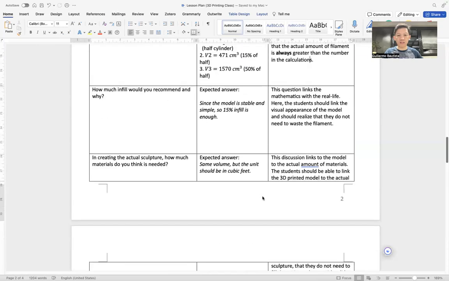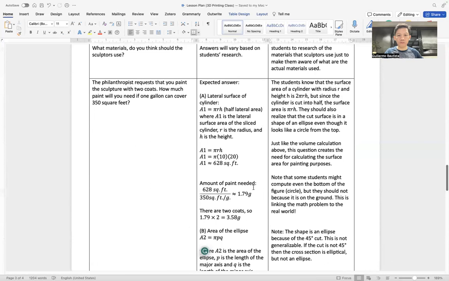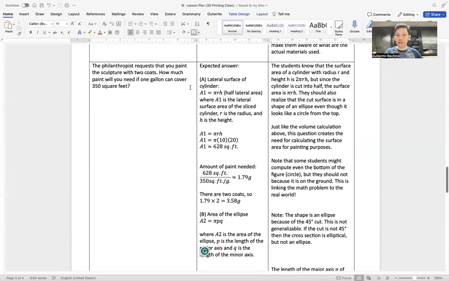And the formula for that, of course, you don't need the formula, because you can just find the circumference of the cylinder and then multiply by the height. So that's 2 pi r height. But since it's half the lateral area, because we cut the cylinder into 2, instead of 2 pi r height, it's just pi r height. So again, we substitute the values and we get 628 square feet.